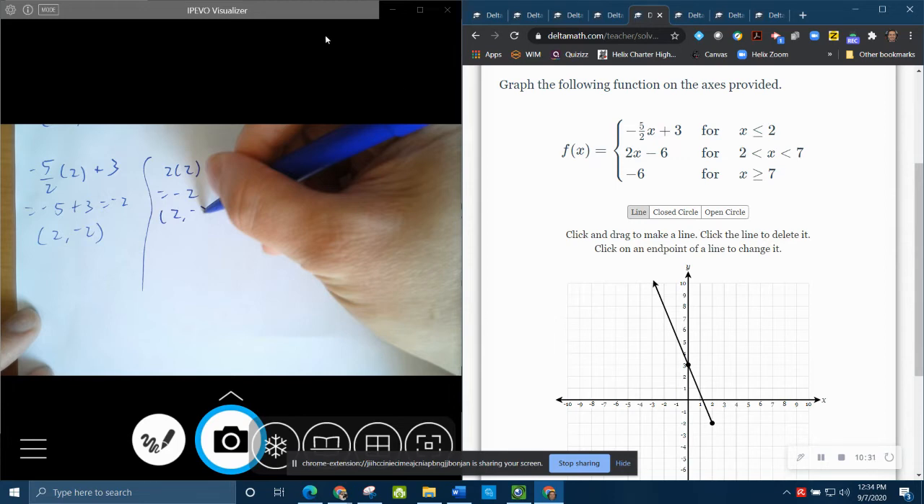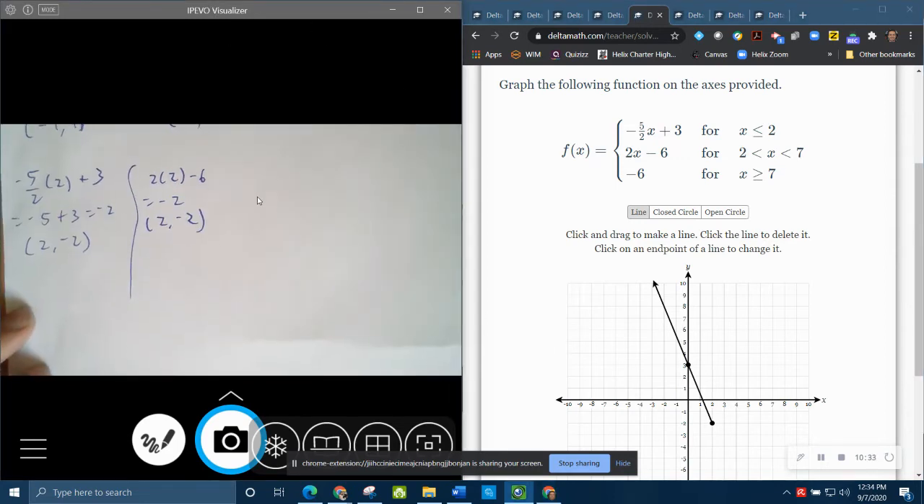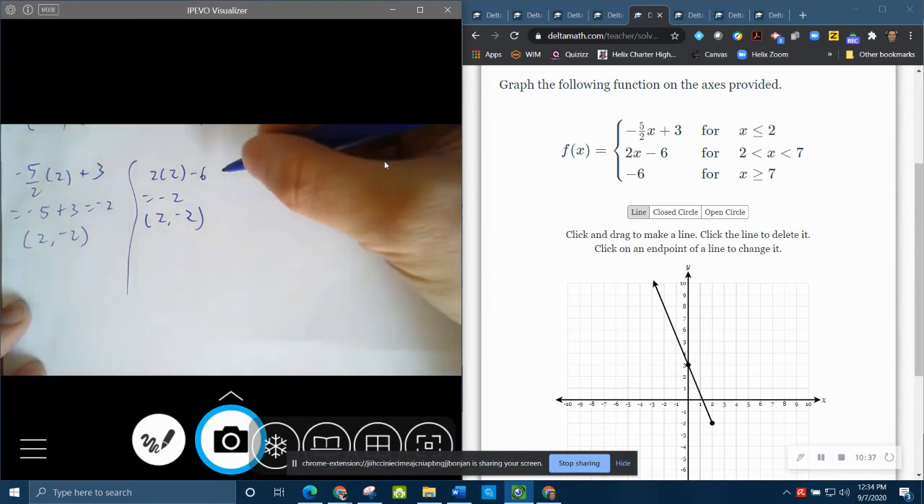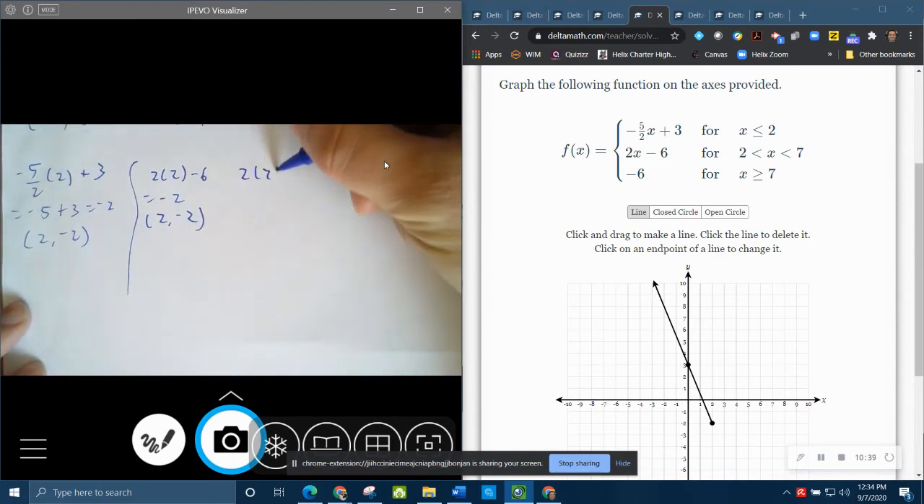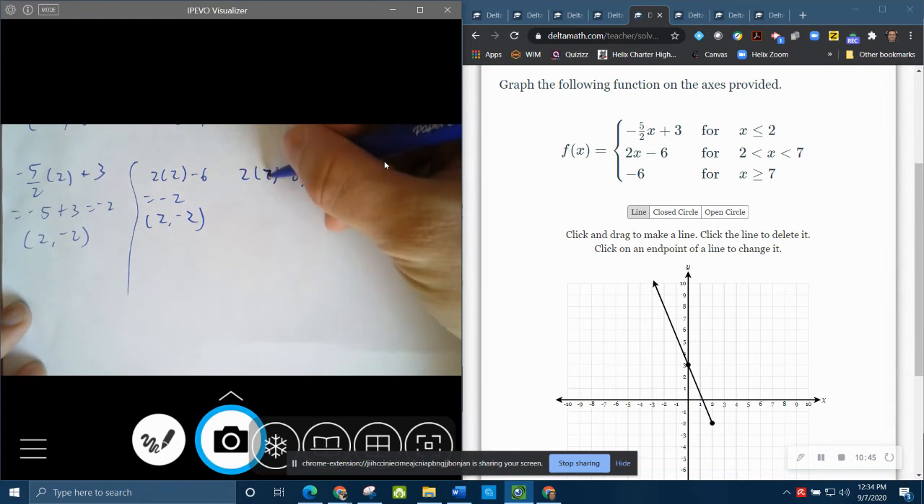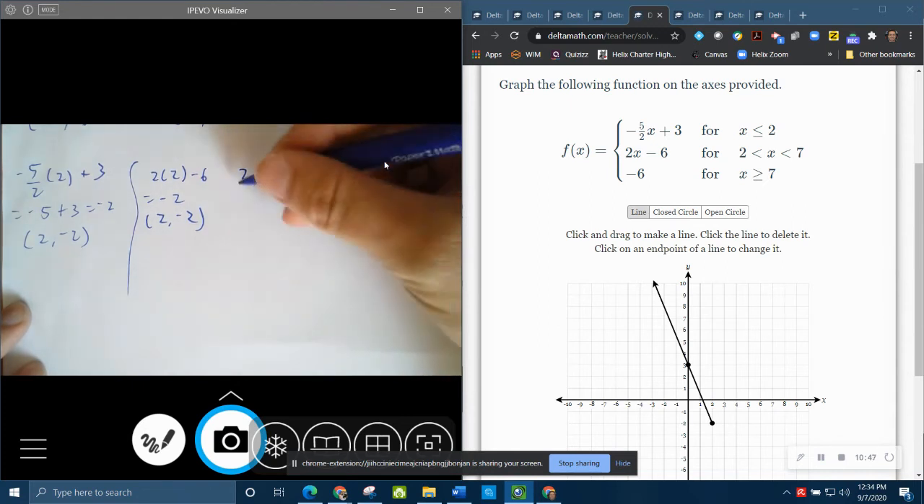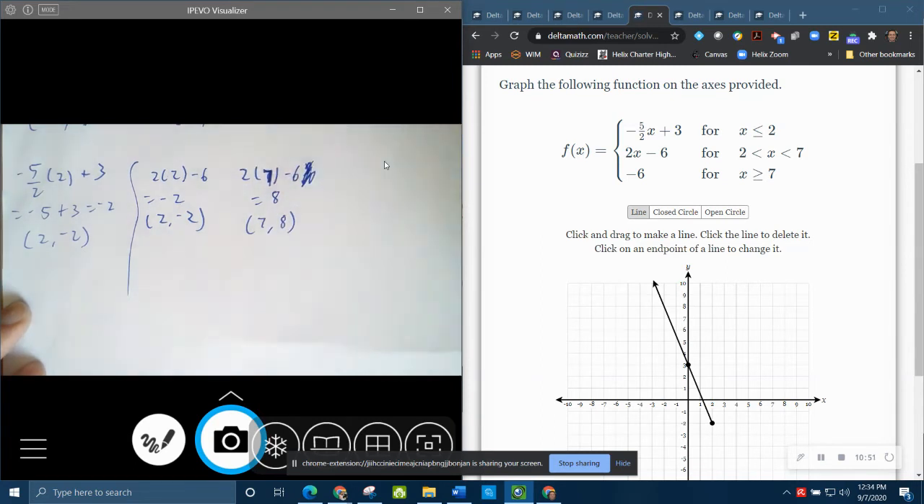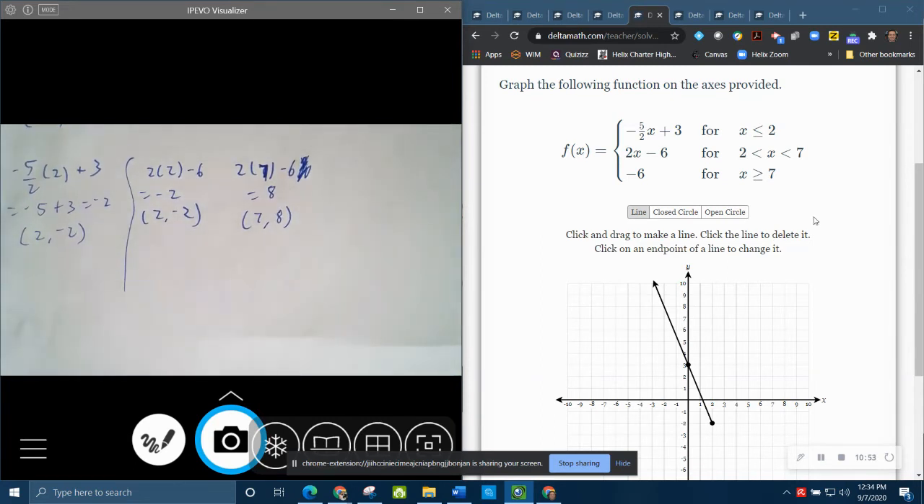And then, let's see, it looks like this froze for a second, okay? And then we need to plug in 7. So we need to have 2 times 7 minus 6, 14 minus 6, that's 8. So it's going to stop at the point 7, 8, okay?